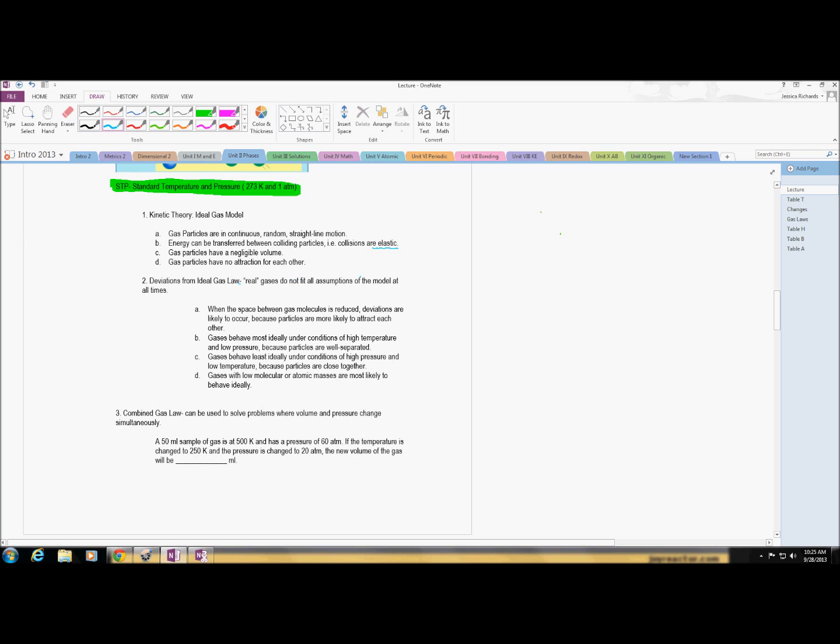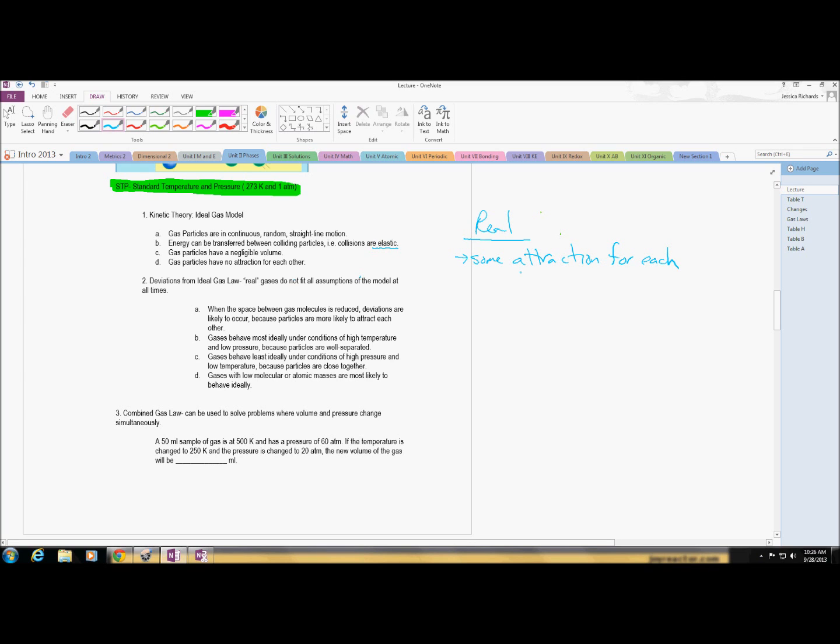Okay, now real gases. Real gases will not fit this assumption. Some behave better than others, but not all of them. So real gases don't fit because real gases have some attraction for each other and their environment.